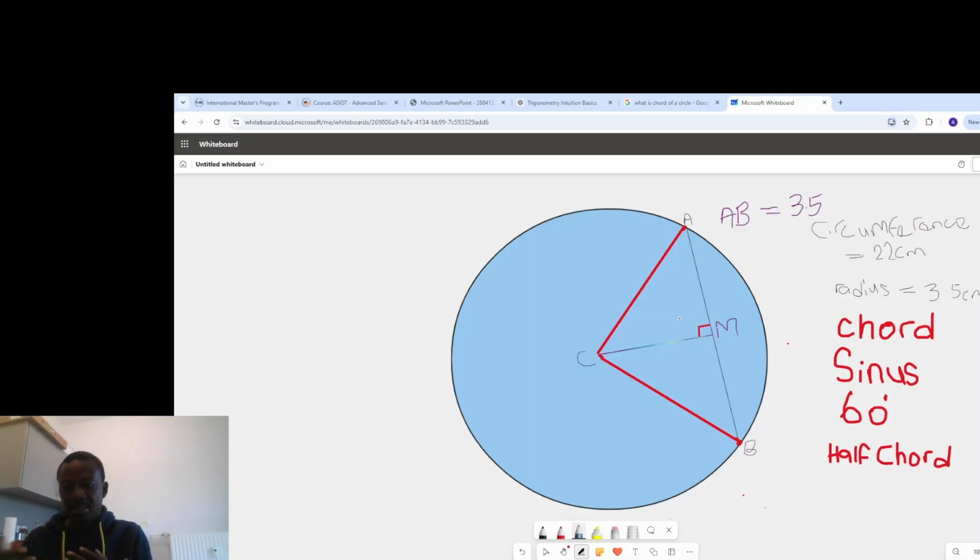But there are two important things I want to explain here. One, it was further discovered that when the chord length is equal to the radius of the circle, the angle between those 2 points is 60 degrees. And this is very important.